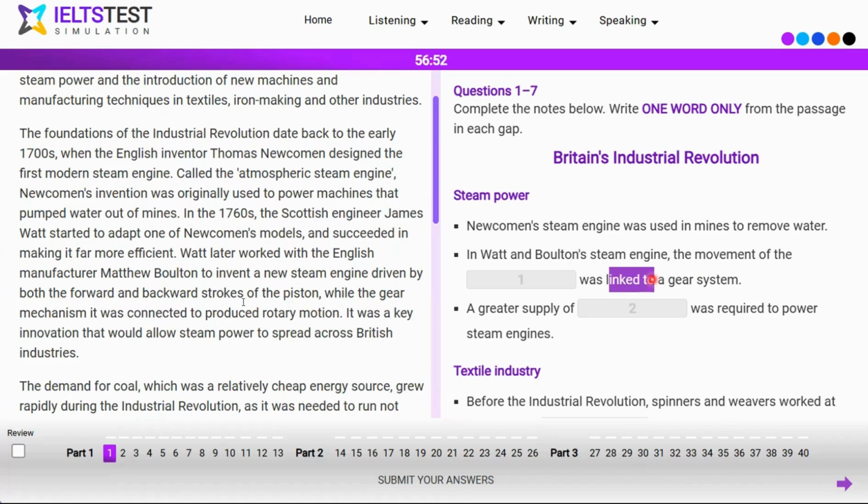Linked to. So look at it here. While the gear mechanism eats, this it here, what is he referring to? Who can tell me? This it that we are seeing here, the gear mechanism it was connected to, is referring to the piston, both the forward and backward strokes of the piston. So my number one is going to be what? Piston.